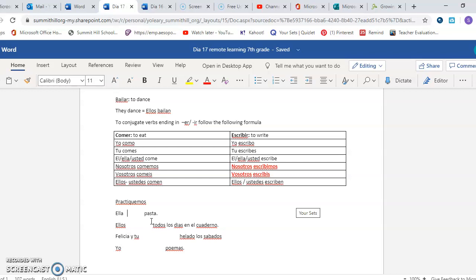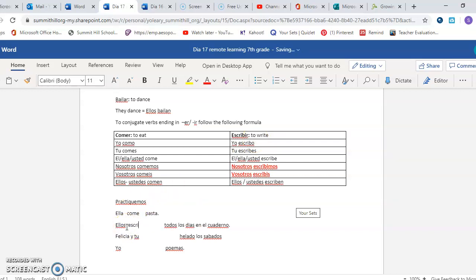If it is ella, you take away the ER ending and you put an E. So, ella come pasta. She eats pasta. Yum, yum. Next one, it says, ellos todos los días en el cuaderno. Keyword, en el cuaderno. Cuaderno means notebook. So what can you do? Eat every day in the notebook or write every day in the notebook? Which one makes sense? Oh, to write. So it will be escribir.